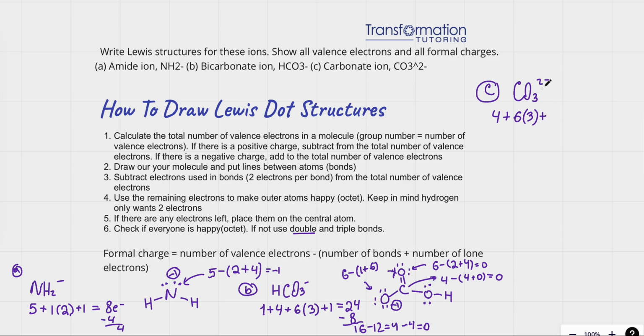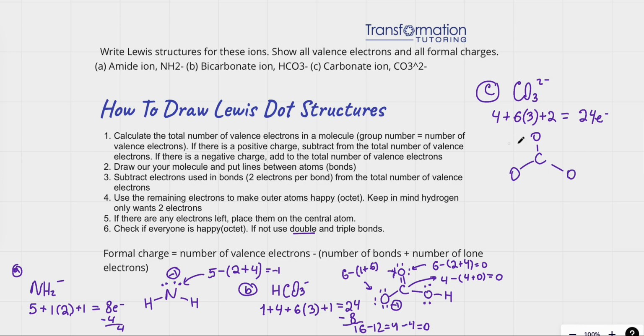Now we have to take care of this. This is 2 minus, which means we have to add how many? 2 electrons. So now let's go ahead and do it. 6 times 3 is 18, plus 2 is 20, and we have 24 electrons total. Next, we're going to write our molecule, carbon with 3 oxygens. So let's go ahead and do that.